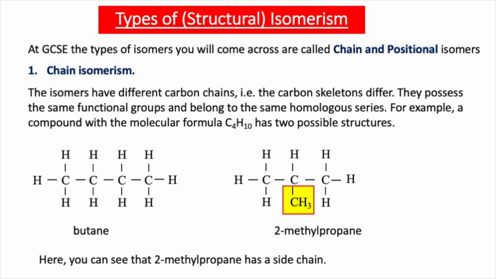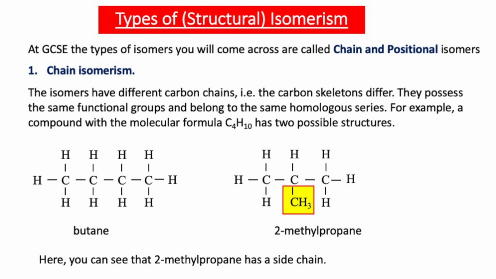Now, in chain isomerism, the isomers have different carbon chains. In other words, the length of the carbon skeleton differs. They possess the same functional groups and belong to the same family or homologous series. For example, a compound with a molecular formula C4H10 has 2 possible structures.